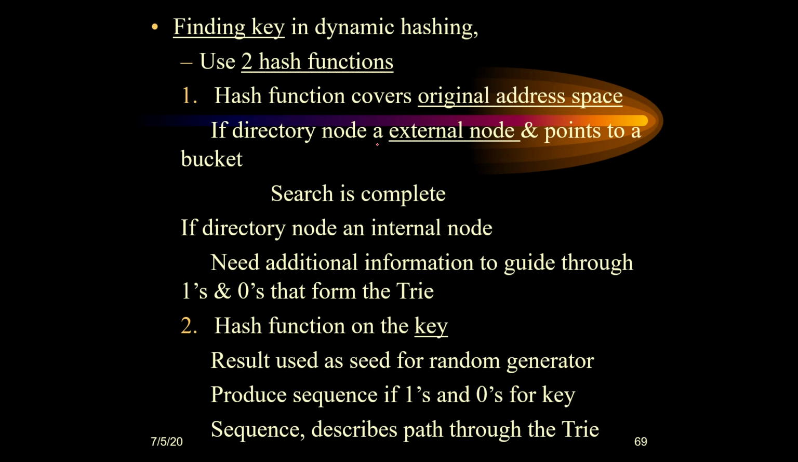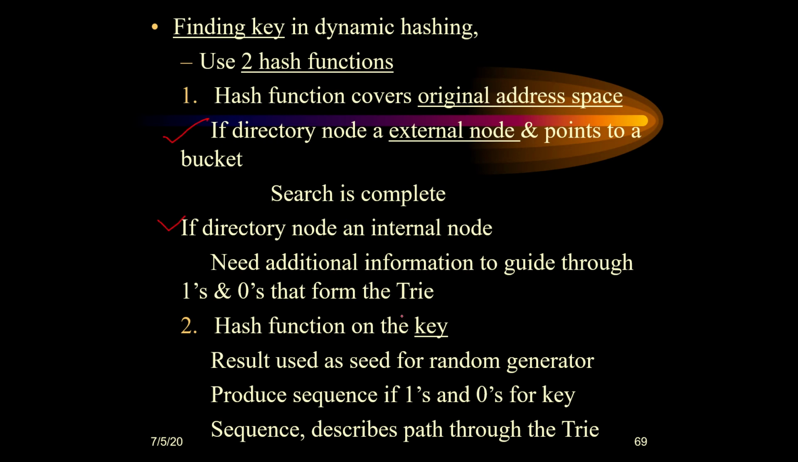If the directory node is an external node and points to a bucket, the search is complete. That means the key is matching a node, and if that node is an external node pointing to a bucket, then the search is complete. If the directory node is an internal node, again it needs to keep moving till it reaches an external node which is pointing to a bucket. Okay, so these are the 2 conditions here.